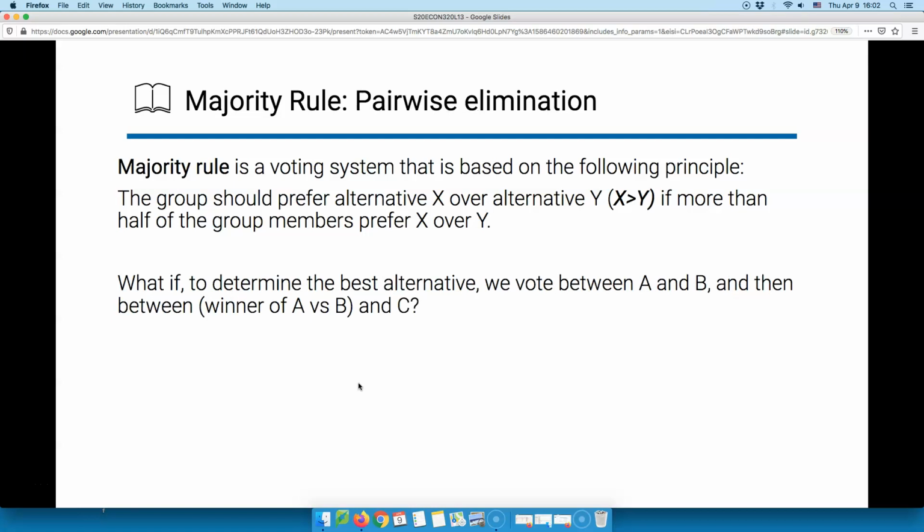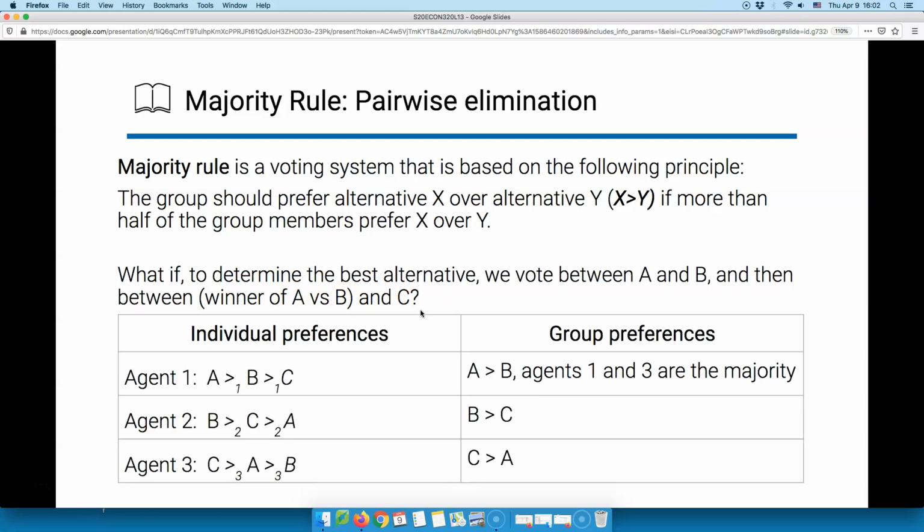And so, for example, going back to the story with 3 agents and 3 alternatives, let's have the agents first vote between A and B, and then we'll take the winner of A and B and compare that winner to C and see who wins. Let's go back to the table. If we were to compare A and B, we know that A is preferred to B because 2 of 3 agents would vote for A over B. So the winner of A and B is going to be A.